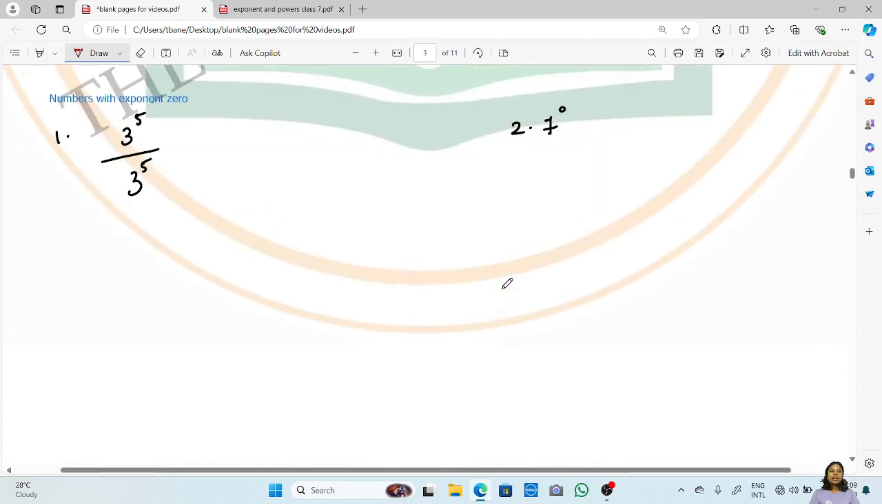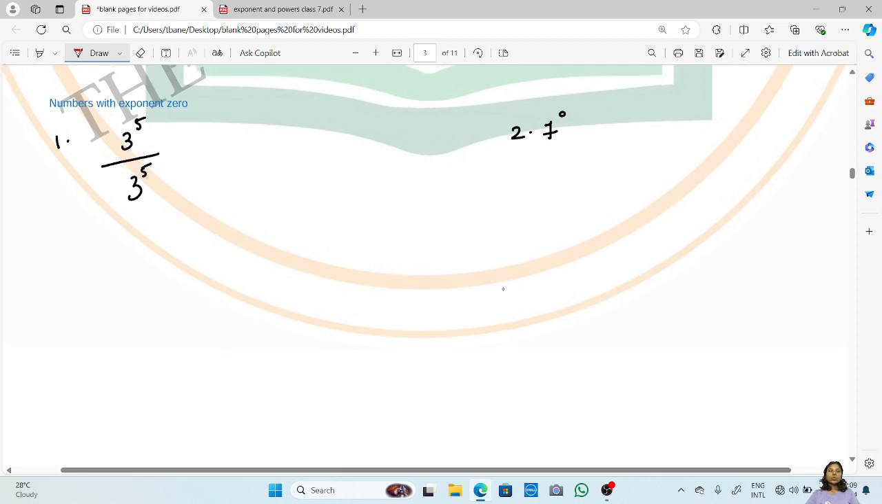Now see here, we have something very interesting: numbers with exponents as 0. Now see, we know what we do when we have same bases raised to power and it is division. It becomes 3 raised to 5 minus 5. So this will be 3 raised to 0. Now, when we do 3 raised to 0, remember that any number raised to 0 is always 1. How is this 1?